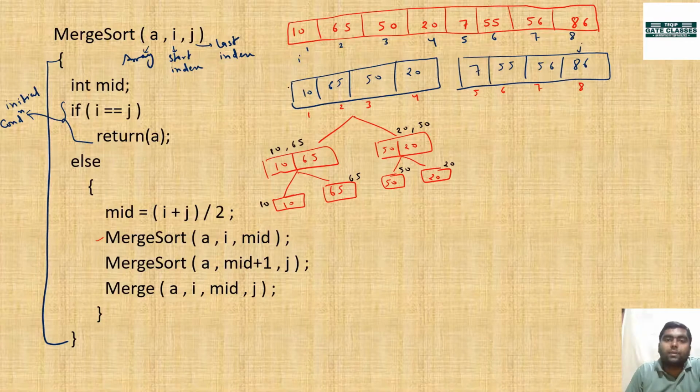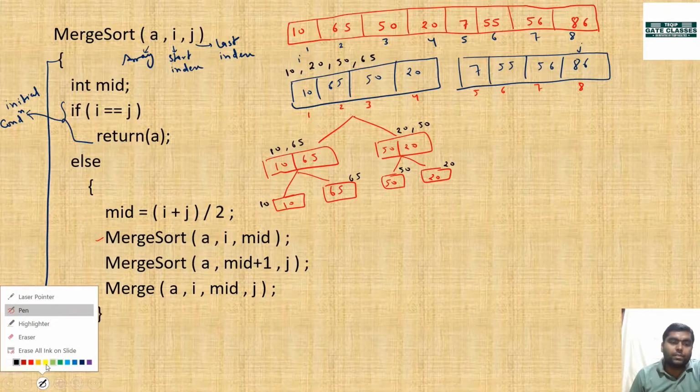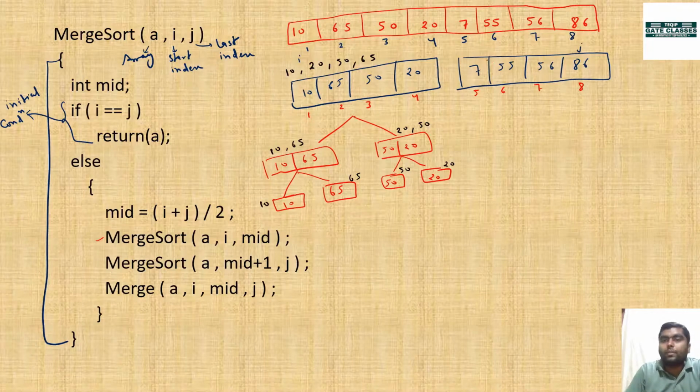After this, what will happen? We will merge these two. These are two sorted lists, 10, 65 and 20, 50, so when we merge them, finally one sorted list will come. What will the sorted list be? The sorted list will be 10, 20, 50 and 65. And similarly, if we divide this side according to the algorithm, the resultant array will be like this.